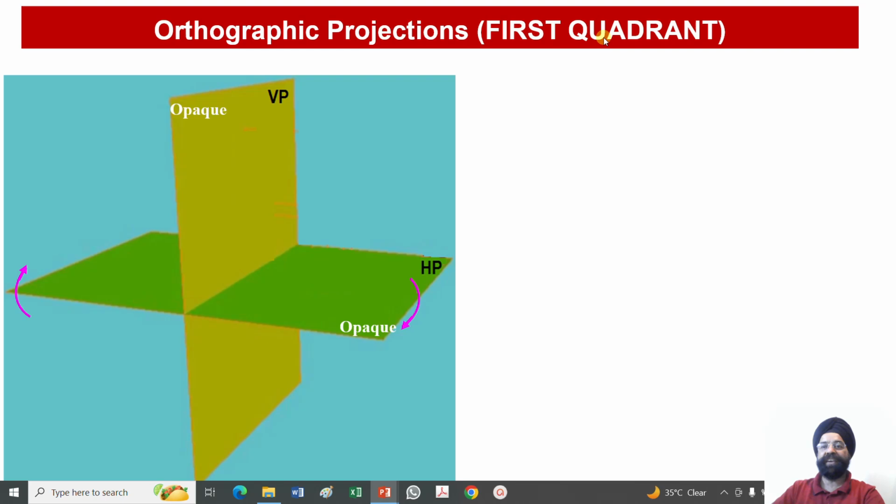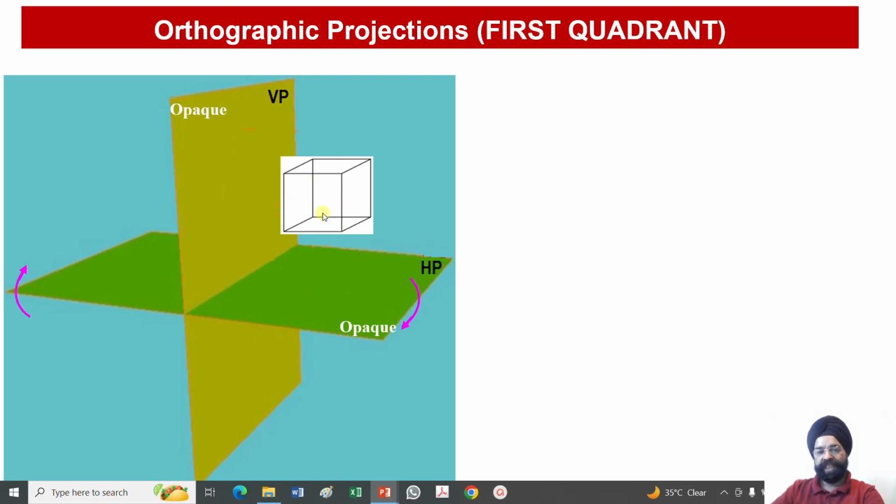So in the first quadrant, as I have told you, the projections which are obtained when the object lies in the first quadrant are called first angle projection. And the object will lie in the first quadrant when it lies above HP and in front of VP. So let us have an object. So this is a cube which we have taken and assumed to lie in the first quadrant.